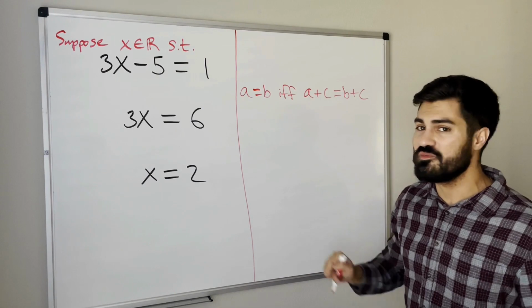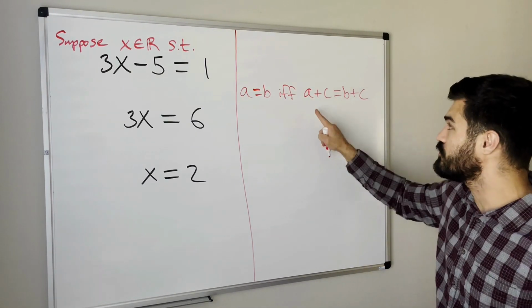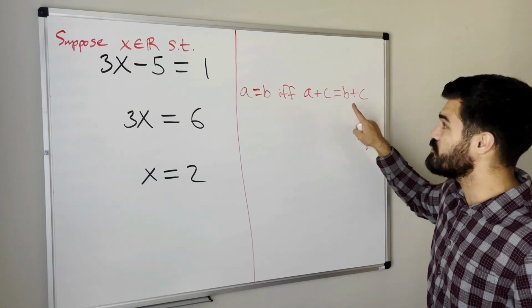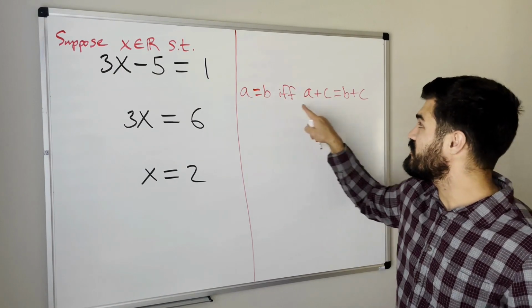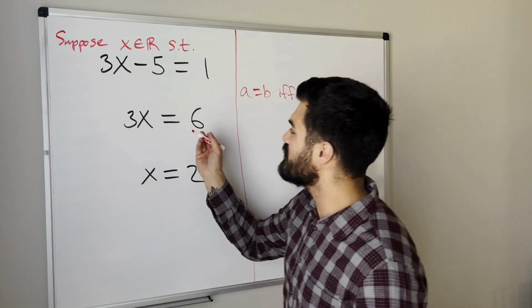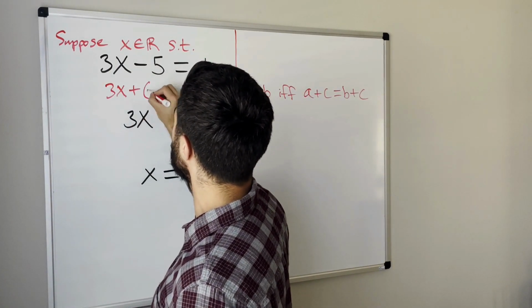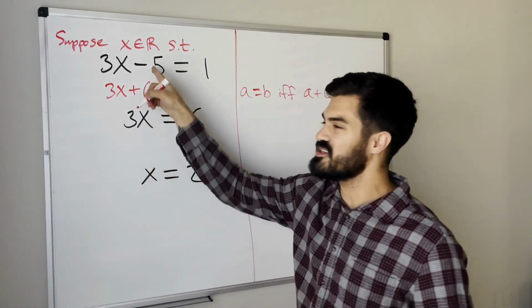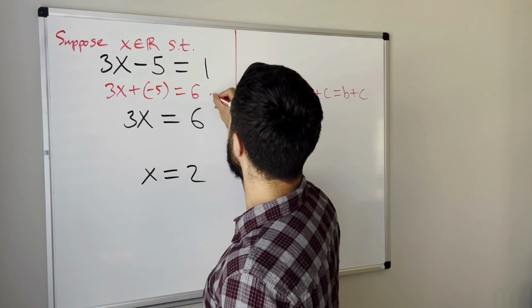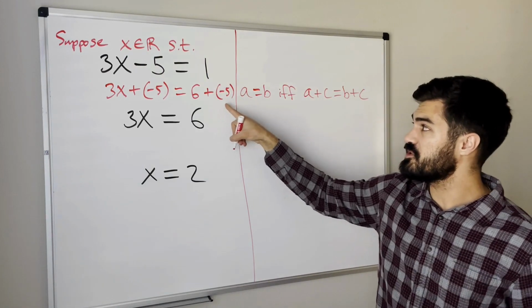So this if and only if means that this goes both directions. So if we're given that A equals B, then we can conclude that A plus C equals B plus C. And if we know that A plus C equals B plus C, then we can conclude that A equals B. And in this case, we are going this direction. And if you can't quite see it, let me just rewrite it. We have 3x, and I'm going to rewrite this as plus negative 5, because that's the same thing as minus 5, right? And here we have 6 plus negative 5, which is equal to 1. 6 plus negative 5 is 1.